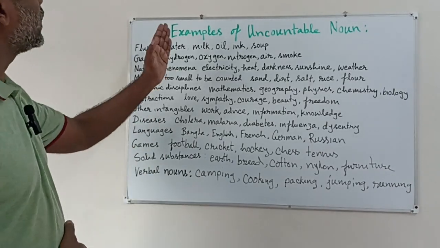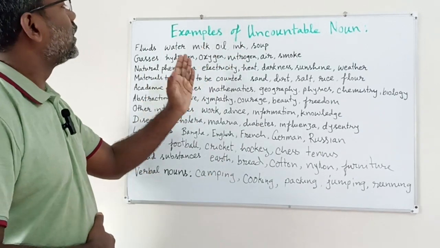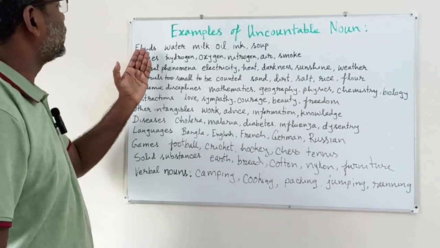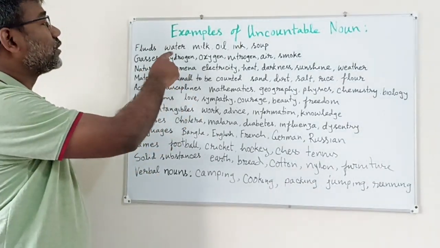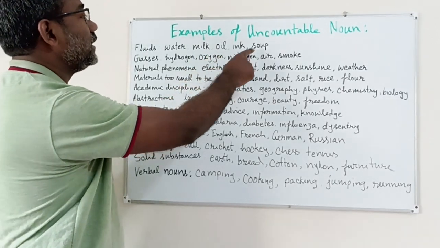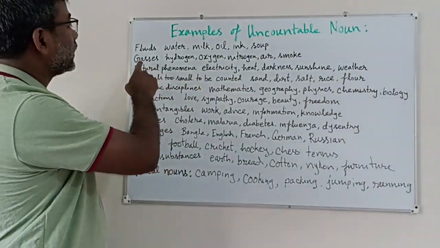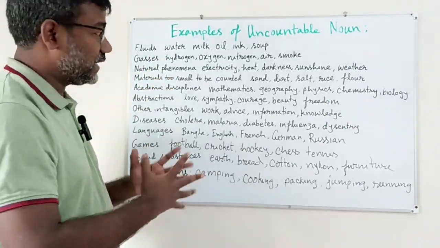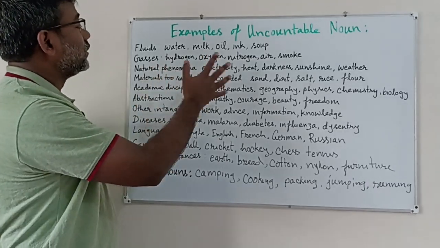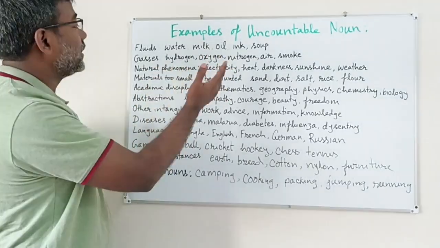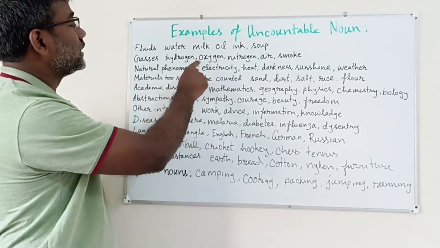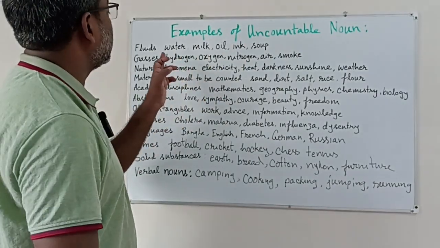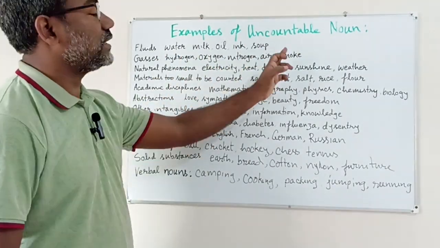I have divided uncountable nouns into some categories. At first, fluids. Fluids is actually liquids. For example, water, milk, ink, soup. Gases: gas means air, that is not solid or liquid. Hydrogen is a gas. Oxygen, nitrogen, air, smoke.